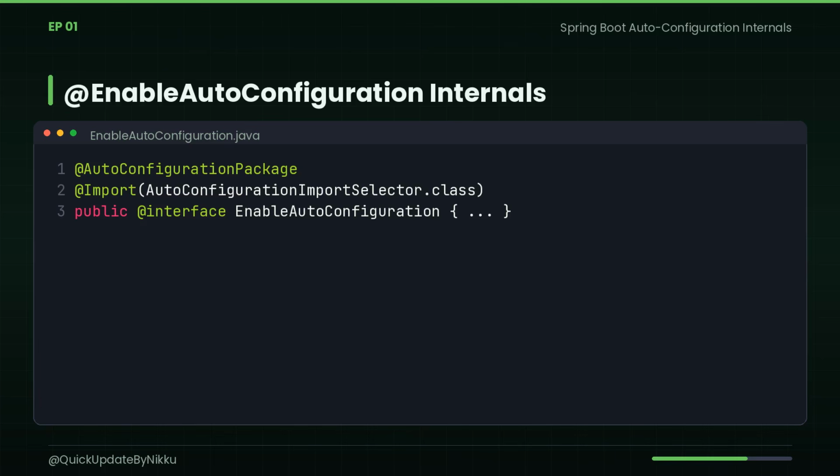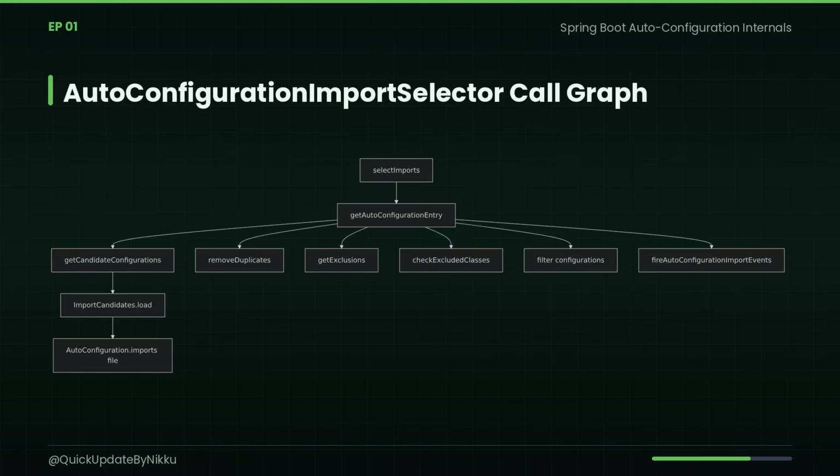EnableAutoConfiguration itself contains just 2 declarations. AutoConfigurationPackage registers the main class's package so that subsystems like JPA know where to scan for your entity classes. The import of AutoConfigurationImportSelector is what actually drives the auto-configuration discovery pipeline. That selector is what we will trace through now. The public entry point is selectImports, but all meaningful work is delegated to getAutoConfigurationEntry. That method runs a sequential pipeline: load candidates from disk, remove duplicates, collect requested exclusions, validate those exclusions, run conditional filtering, and finally broadcast an import event.